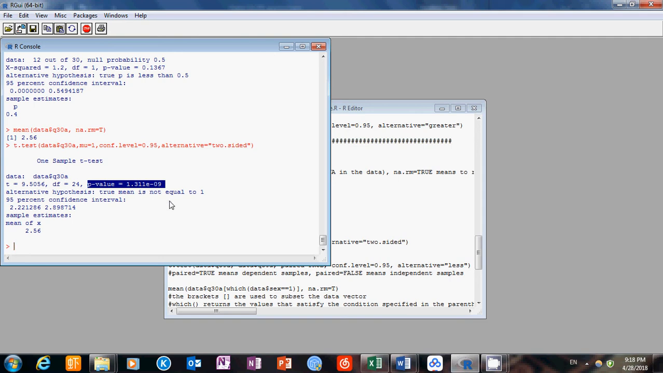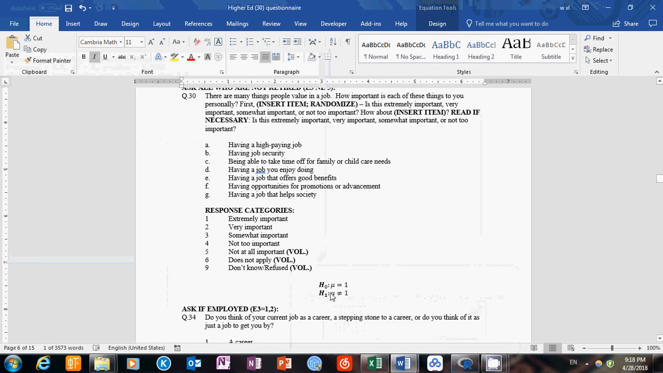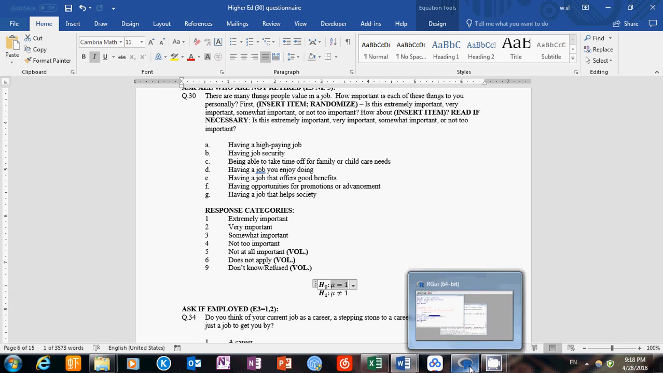And again, that'll be less than 0.05. So we would be able to reject the null hypothesis in this case, and we can conclude that the average ranking is actually not 1. It's definitely not 1. So people definitely don't think having a high-paying job is extremely important. And that's how we can test the means.